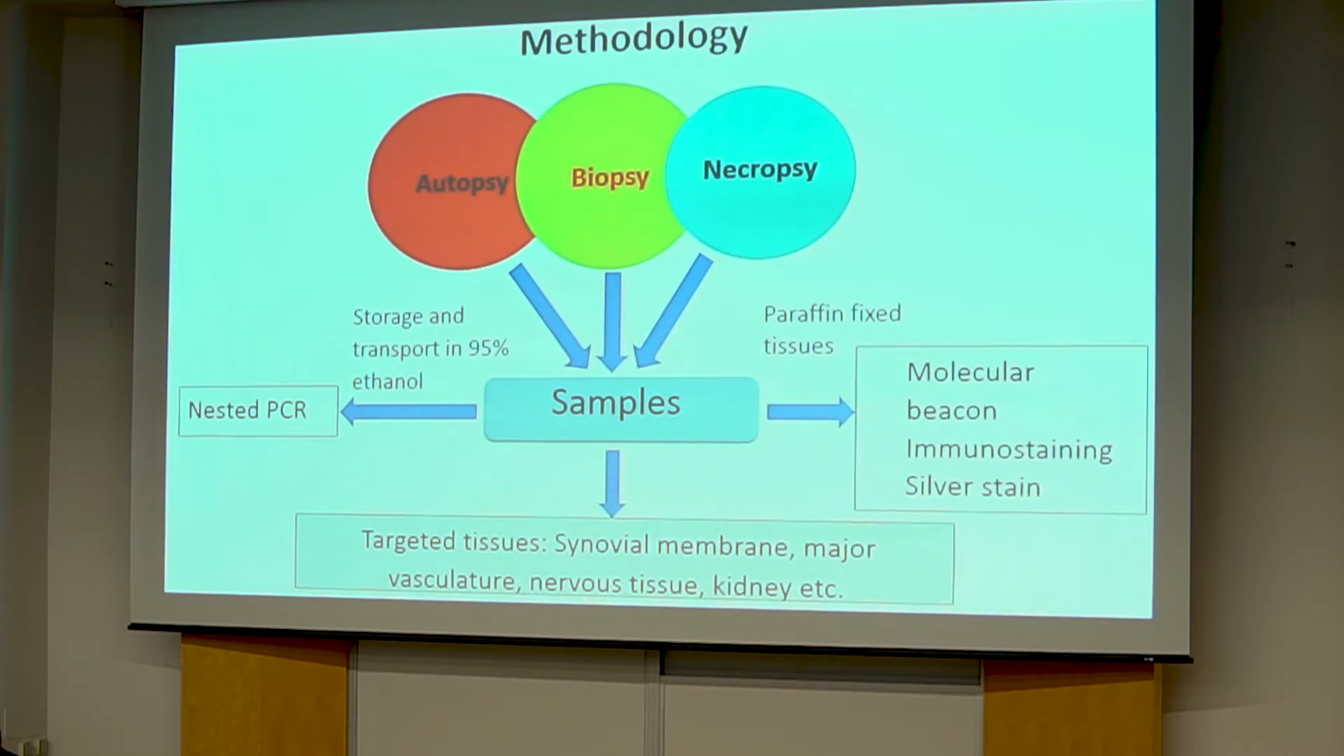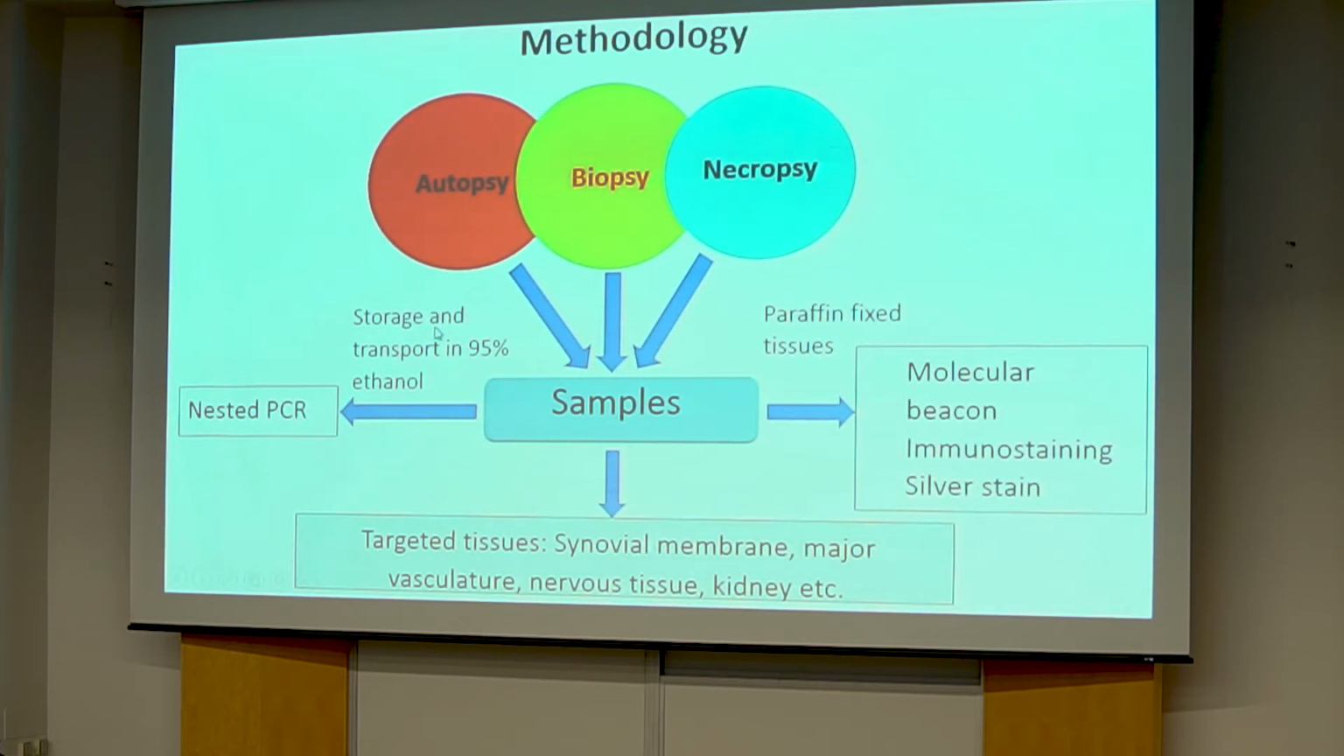Now, how did I get my samples? For testing of the human tissue, I get samples from three sources: autopsy, biopsy, and necropsy. During the collection of samples, the targeted tissues are the synovial membrane, major vasculature, and nervous tissues. For autopsy and necropsy, I get two types of samples. One group is 95% ethanol submerged tissues, and the other group is paraffin embedded tissues.